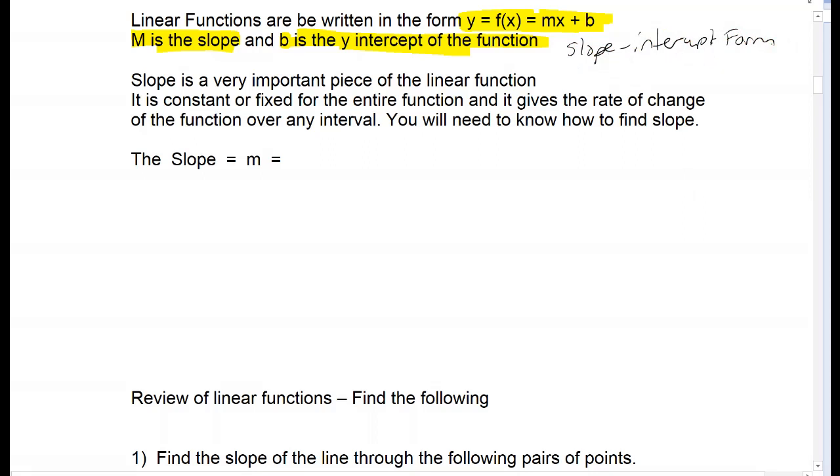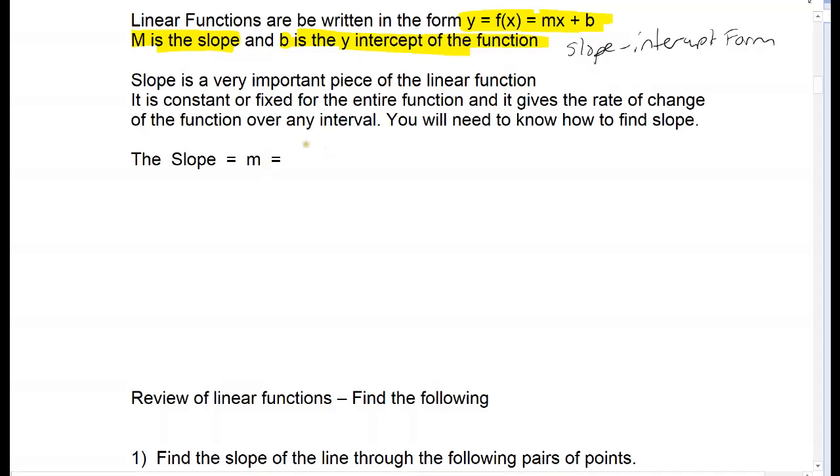We'll be finding slopes. All right, slope is important for linear functions. It's also important to understand what it is. For lines, it's constant, meaning it's the same. No matter where I'm at on the line, the slope is the same. It gives you the rate of change of the function over any interval. I'm going to talk a little more about what it means because it's important to understand.